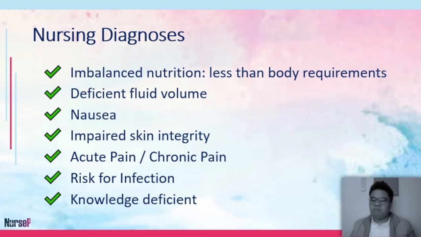Your patient may have impaired skin integrity related to stoma creation. Your patient may have acute pain or chronic pain related to underlying infection, related to underlying carcinoma, or underlying neoplastic processes. Then the risk for infection related to impaired skin integrity, such as your stoma. Then you may have deficient knowledge related to their diet, related to the food that they are not supposed to take because of their condition.